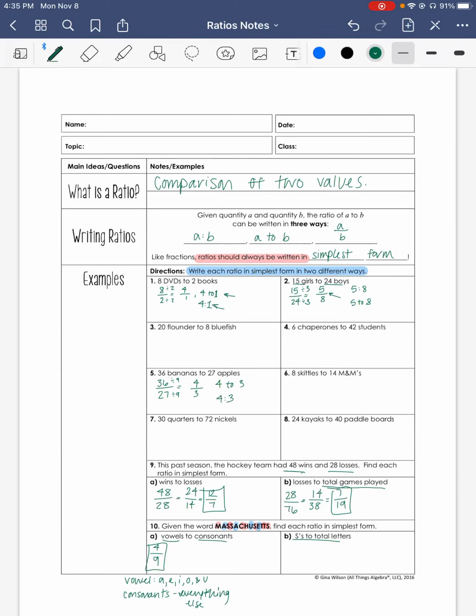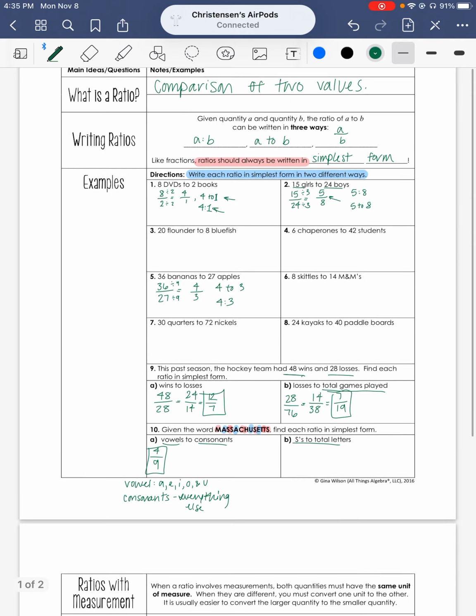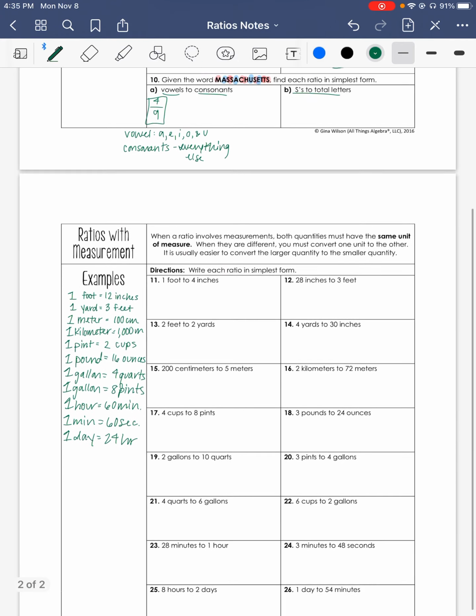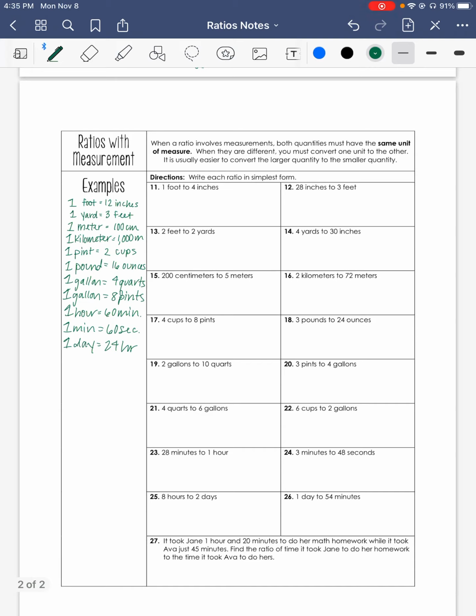Part two of your notes here. So we did the first page. You should have everything filled in, and we're going to scroll down to the second page here. So the second page here is we're looking at ratios with measurement.